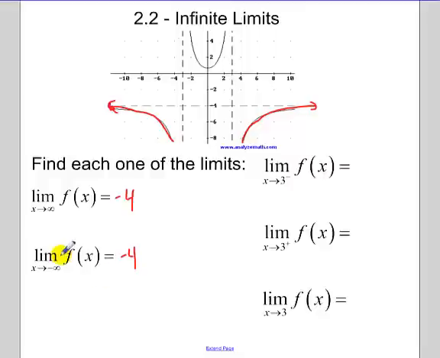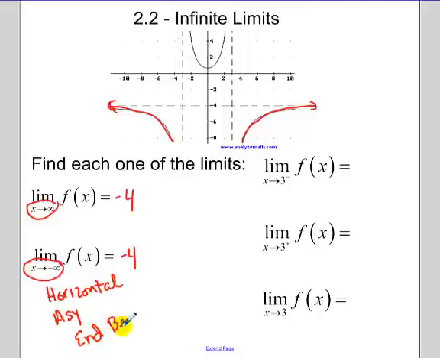So notice when we have x going to negative infinity and positive infinity, these tend to be a horizontal asymptote, or what I like to call the end behavior, because what you're talking about is as x gets really, really big and really, really small, what happens to our function towards the end. That's going to be super important to us.